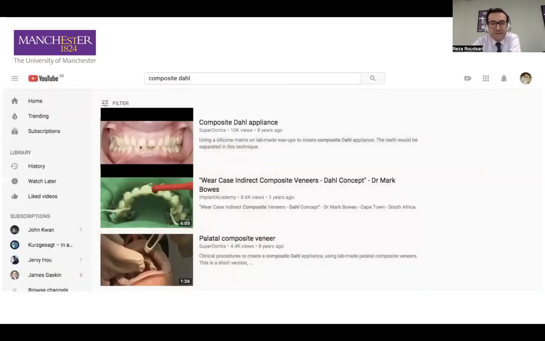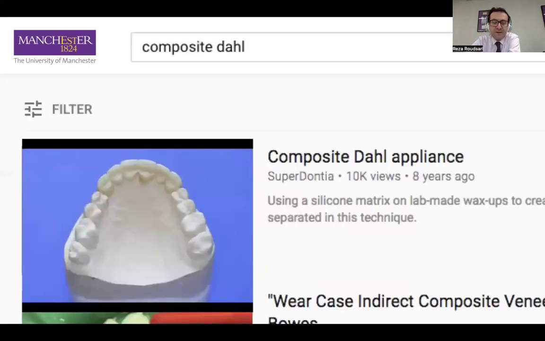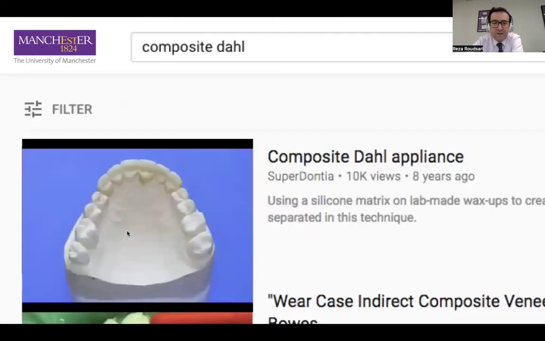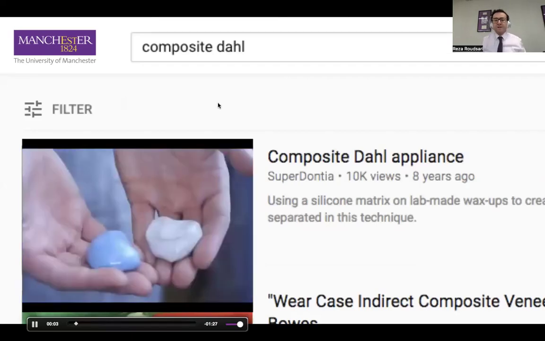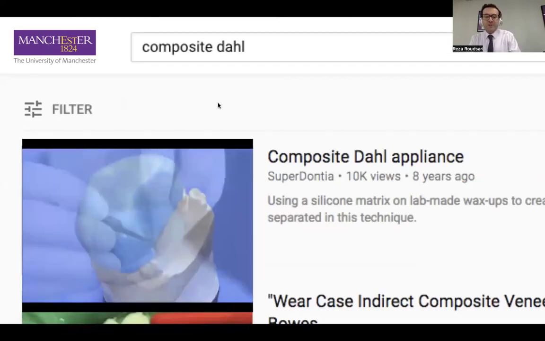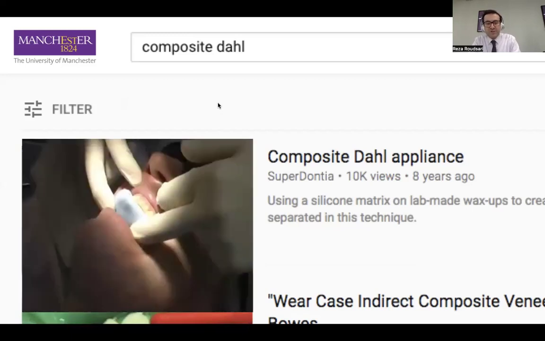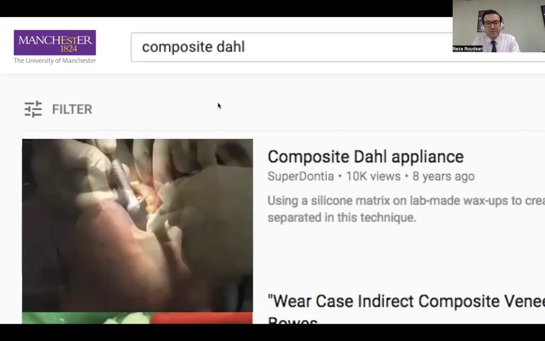So in terms of the technique, if you go on YouTube and you search for composite Dahl, the first video which comes your way with more than 10,000 views is my video. So by all means, go and watch how the technique is done. So essentially, we wax up the teeth, as you can see in this picture. Sorry, let me just go back and see why the video did not play. So we've done the wax up on the back teeth, and then we get putty, and we put the putty on the wax. We get rid of the buccal part of it, and we essentially keep only the palatal part. We check in the patient's mouth to make sure it's nice and stable.